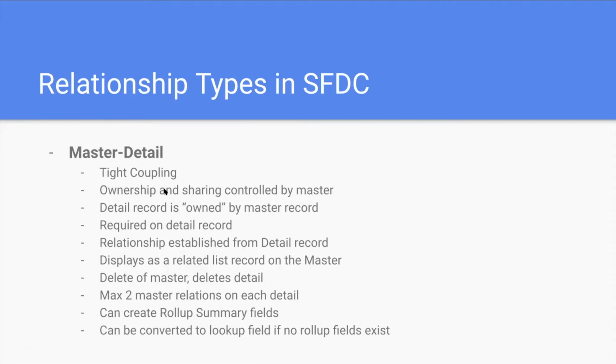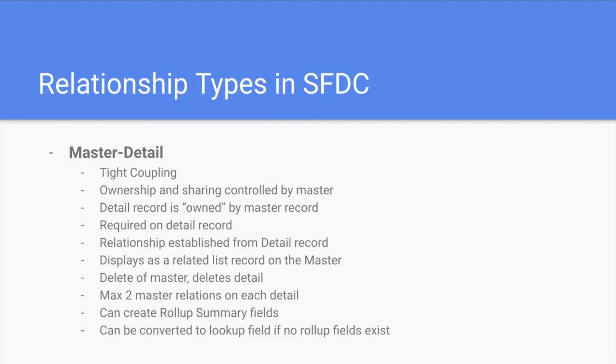So because of that, we have no capability to add any sharing or visibility or read, create, update, or delete access on the child record or the detail record. Similarly, though, relationships are established through the detail record, and it will still display as a related list on the master. But here's the difference. If you delete the master record, it will delete the child. And the reason for that is because the detail can't exist without the master record. It doesn't have an owner. It doesn't have its own sharing. It doesn't have its own permissions or anything.